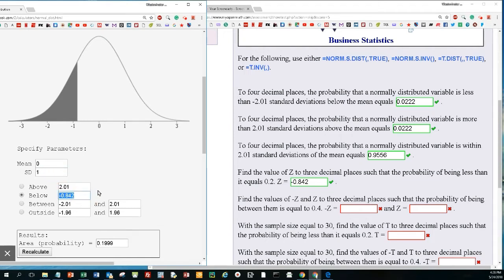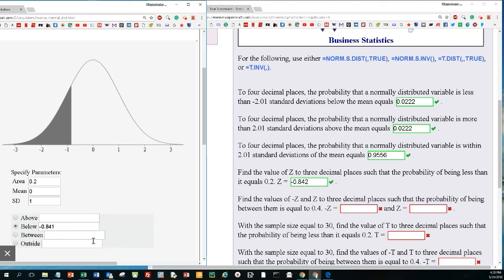Let's type in negative 0.841. What do we get? 0.2002. So this is 0.0002 more than we wanted. And this is 0.0001 less than we wanted. So Excel is actually more accurate than this website. Okay, and I'm training you how to use Excel. So we'll go with the Excel numbers.